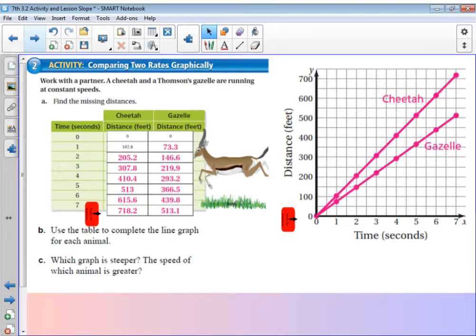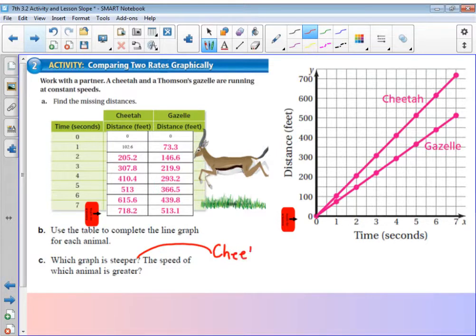So the question on letter C, after we've completed the line graph, says which graph is steeper? Well, if you were to walk up a hill, which one would be harder to walk up? That would be our cheetah graph. And the speed of which animal is greater? So which one got a further distance away in the same amount of time? That also, oops, I forgot my H, was also the cheetah. Had a faster speed.